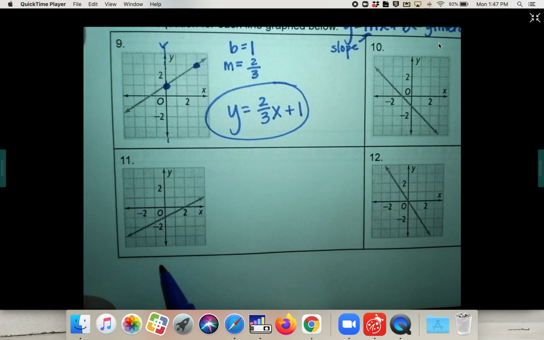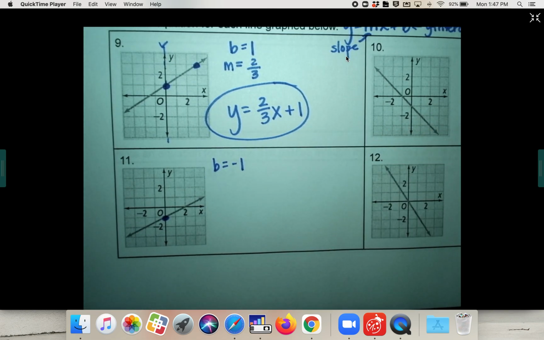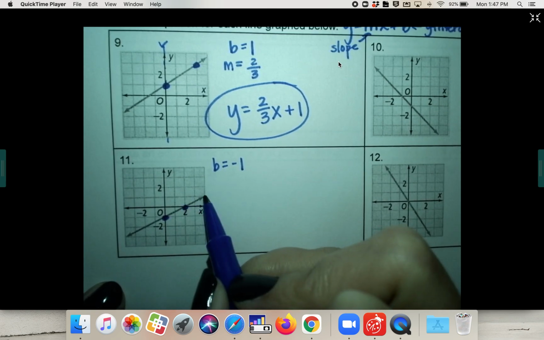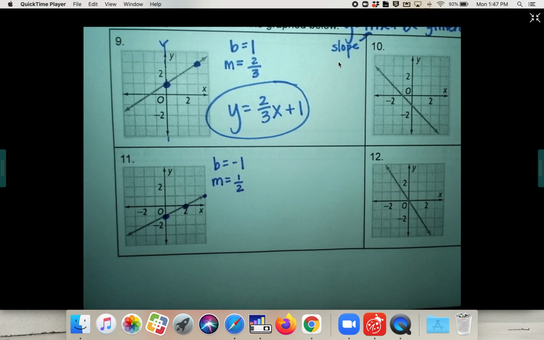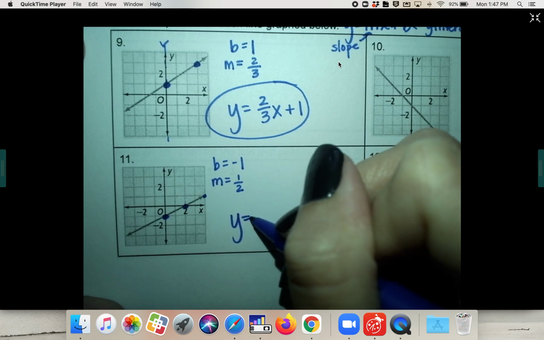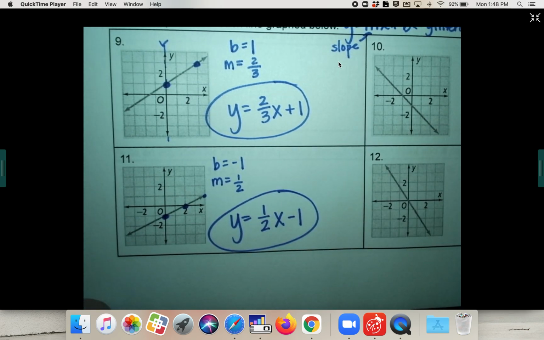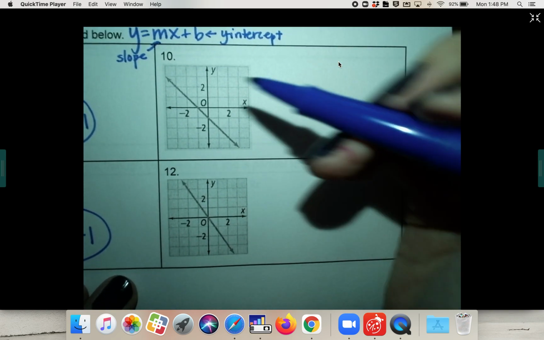The y-intercept hits right here on the y-axis at negative 1. So the b is negative 1. And then the slope is up 1 over 2. Up 1 over 2, yeah. So the slope is 1/2 because it's up 1 over 2. It's rise over run. So y equals half x minus 1. All right, let's keep going to the next one.